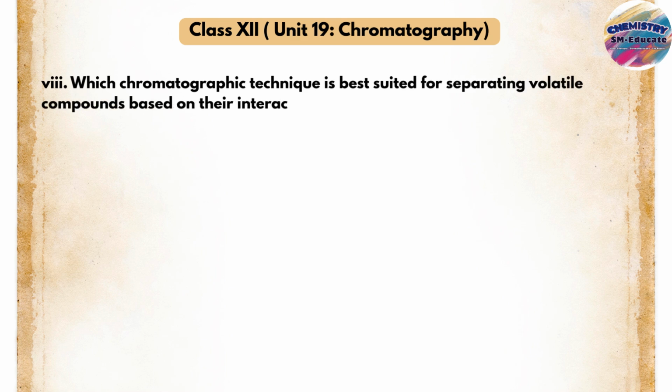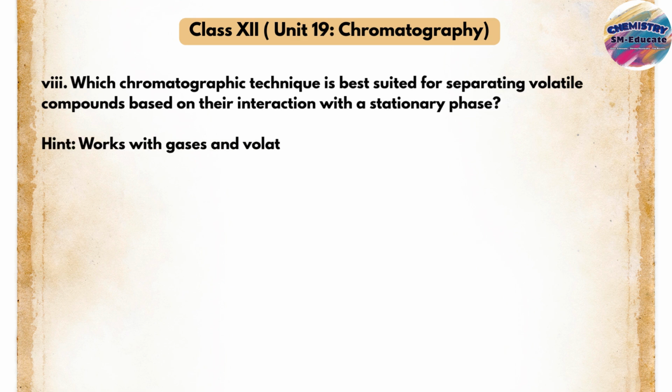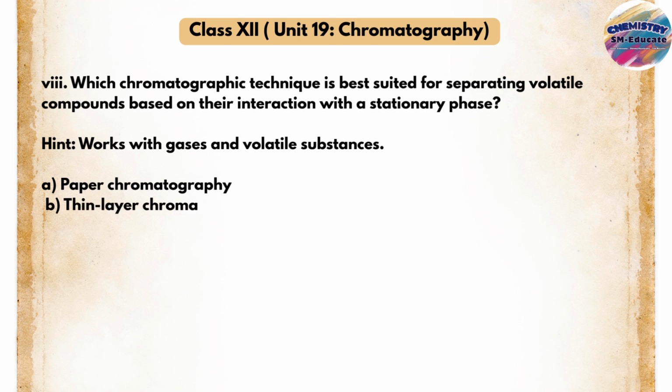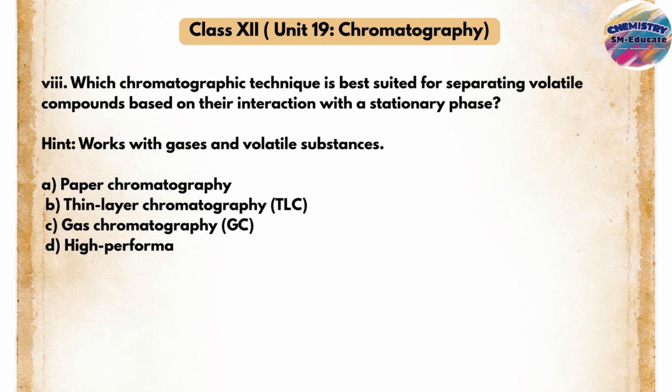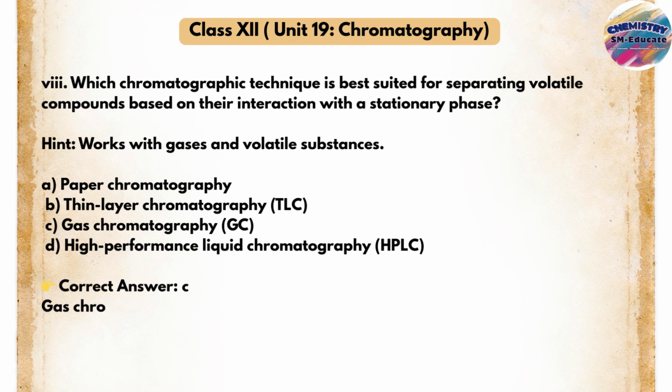8. Which chromatographic technique is best suited for separating volatile compounds based on their interaction with a stationary phase? Hint: Works with gases and volatile substances. A. Paper chromatography. B. Thin layer chromatography, TLC. C. Gas chromatography, GC. D. High performance liquid chromatography, HPLC. Correct answer: C. Gas chromatography, GC.